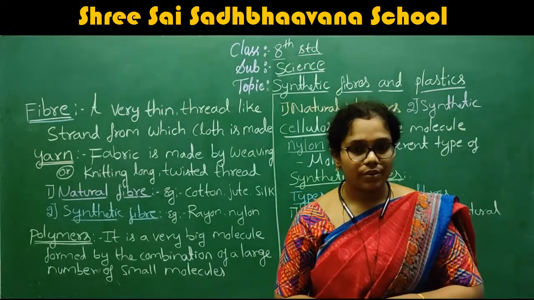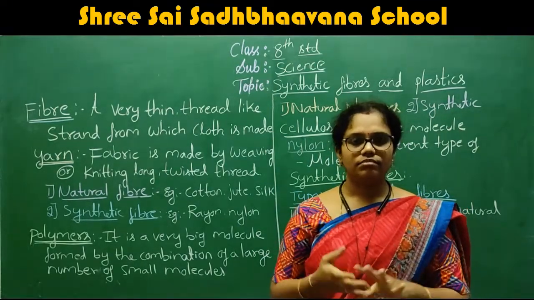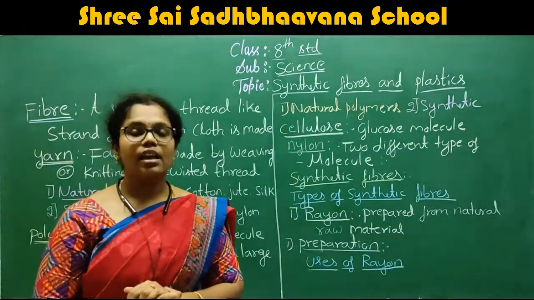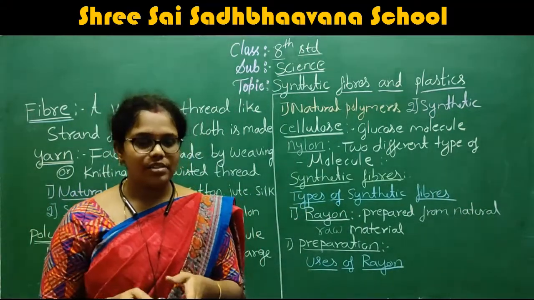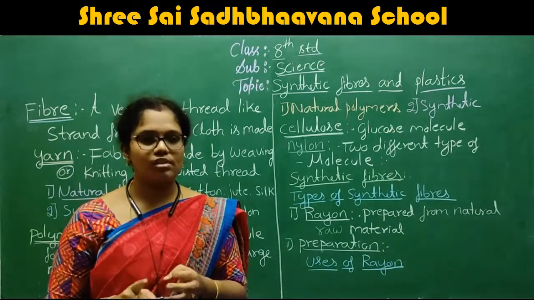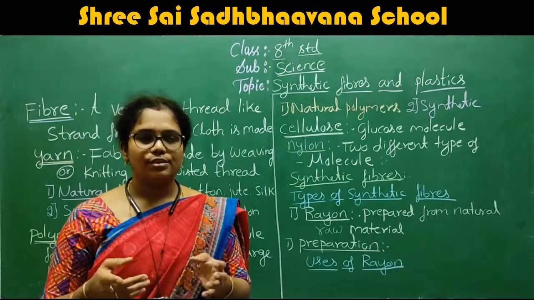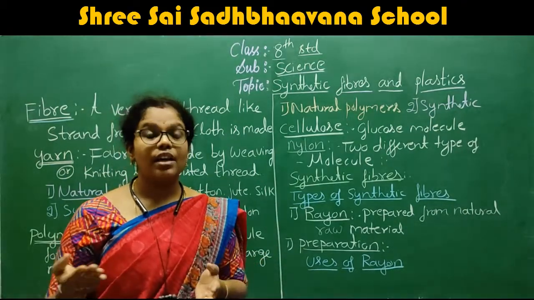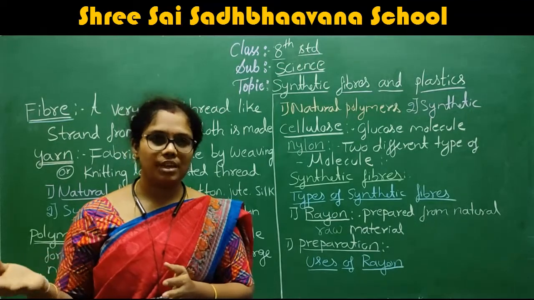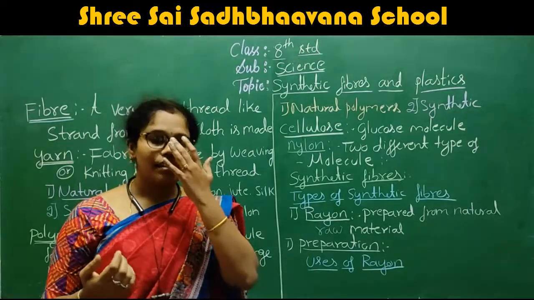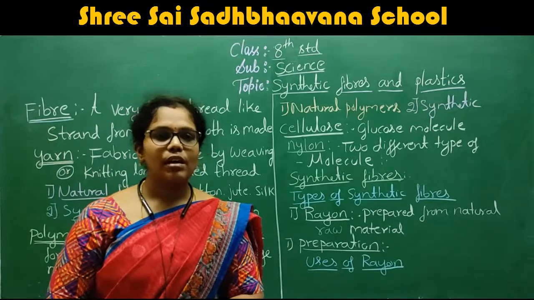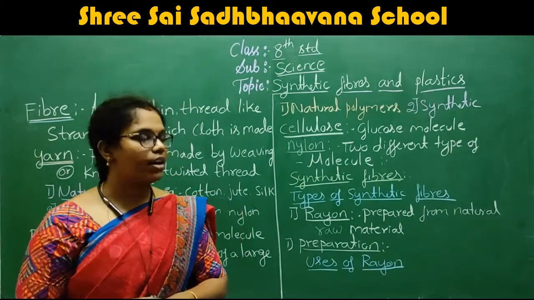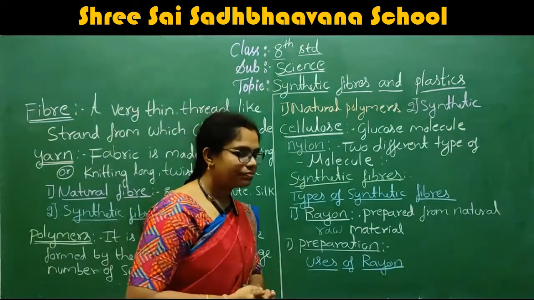These are some of the uses of rayon. What are some of the uses we discussed? Rayon is used in the cloth industries, in saris, blouses, socks, etc. If it is mixed with wool, it is used as carpet. If it is mixed with cotton, it is used for bed sheets and curtains. And rayon is also used in the medical field for bandages and dressings.